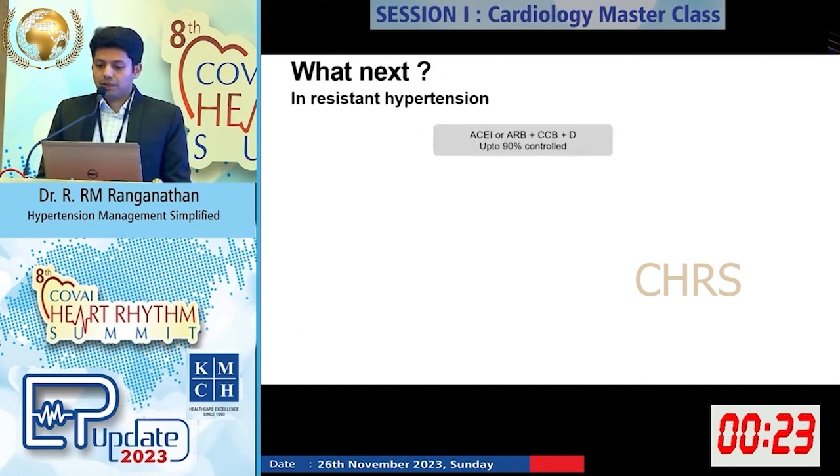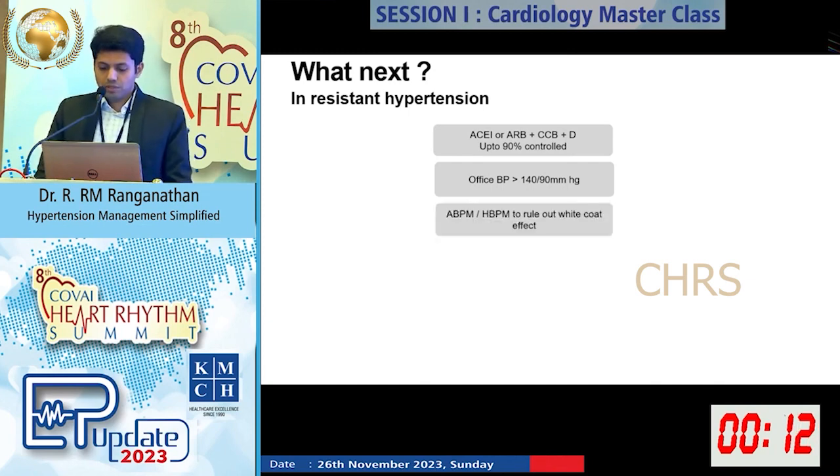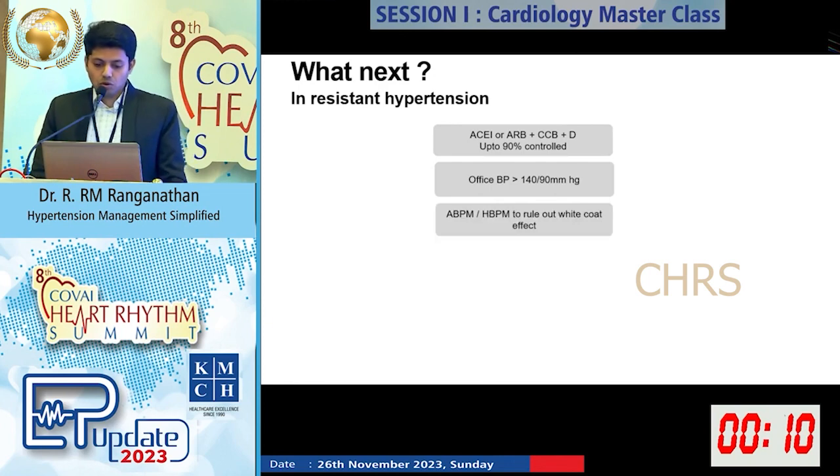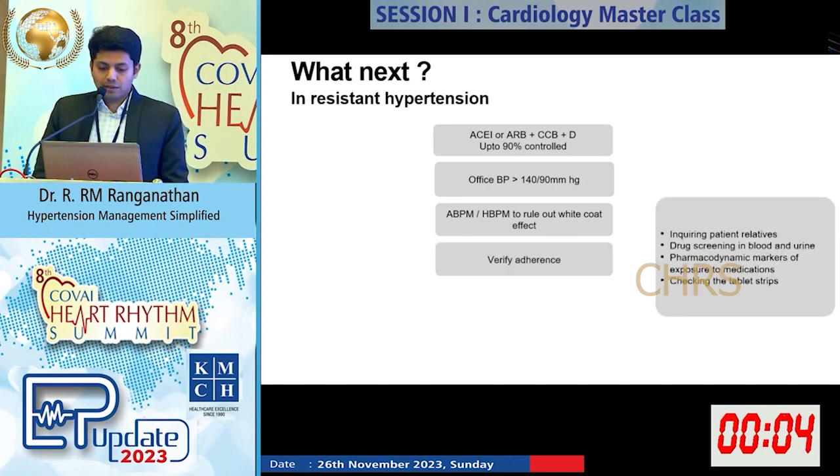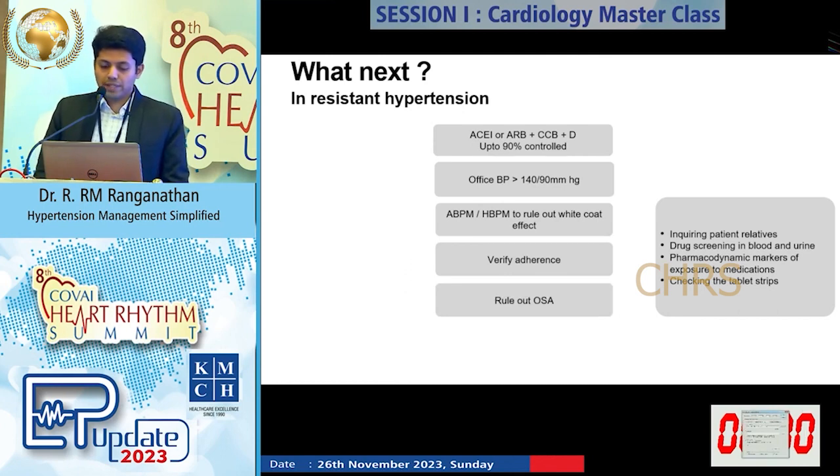Now that we have given all three medications, still the BP is not controlled. What do we do? We have to first rule out white coat hypertension or white coat effect. So what we do is we put the patient on an ABPM to rule out white coat effect. If the blood pressure is still more than 140/90 even at home, then we need to verify adherence. This is very important because in our day-to-day practice, we have many patients who are not adherent to the medications. And then we also need to rule out OSA.